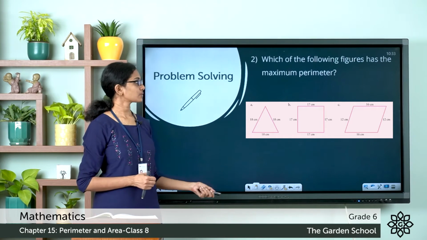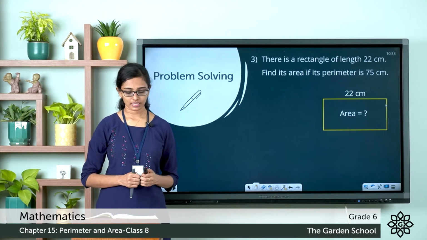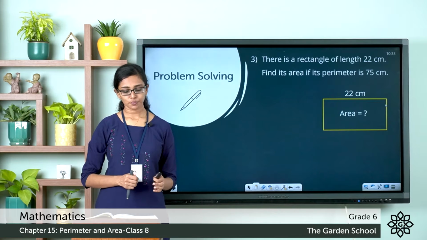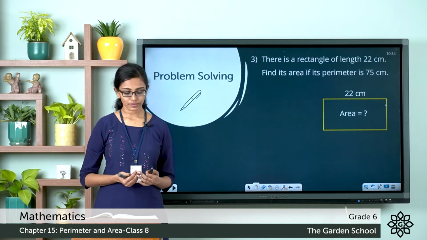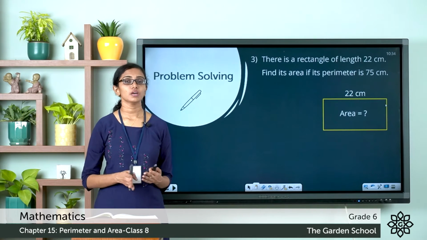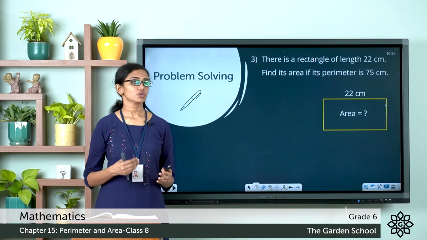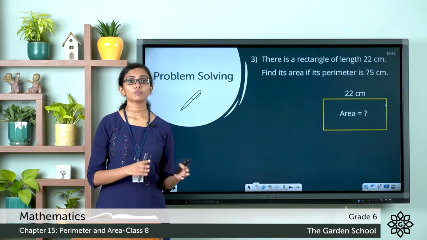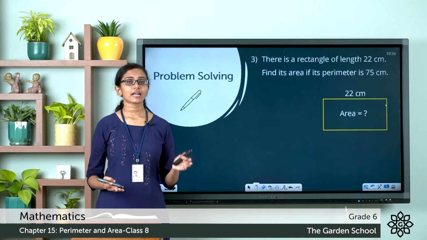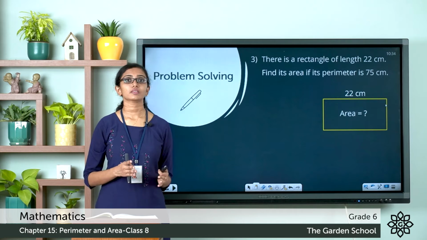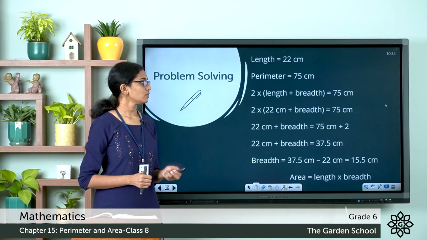Now, the third question says there is a rectangle of length 22 centimeter. Find its area if its perimeter is 75 centimeter. We are given the length of a rectangle. The perimeter is also given. From this data, we are asked to find out the area of this rectangle. To find out the area, we need to know both the length and breadth, but the breadth is not given. So from the perimeter and the length given, we need to find out the breadth of this rectangle to find its area. Let's write down the steps.